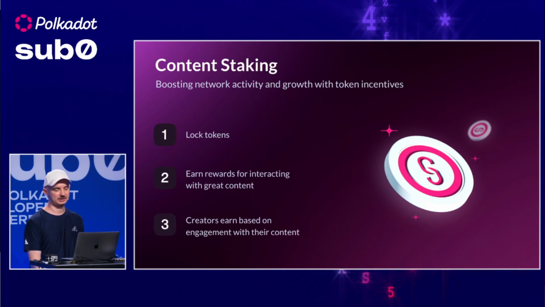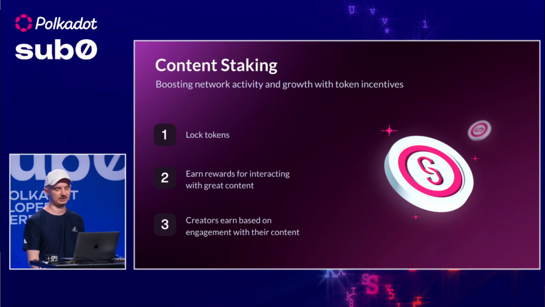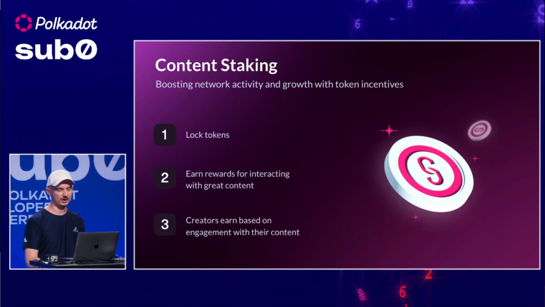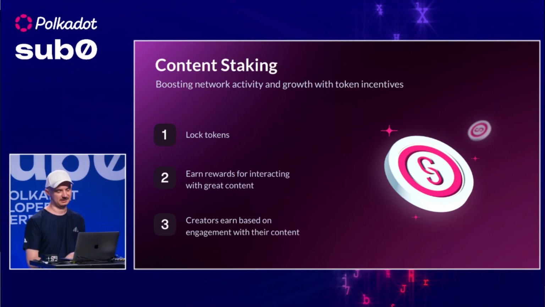Then, once you've locked, depending on the amount of your tokens, you can upvote content of other people, like others' posts, comments, and messages in chats. Then the people who upvoted and the authors of that content both receive rewards based on the inflation of our token. So this is a three-step process, very simple: lock, start upvoting content you like, and you and the creators receive rewards.